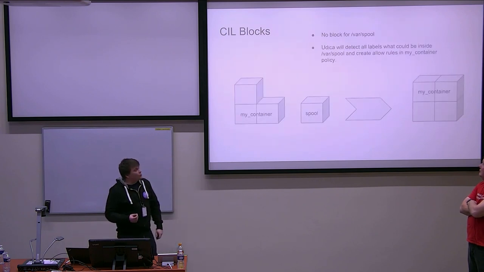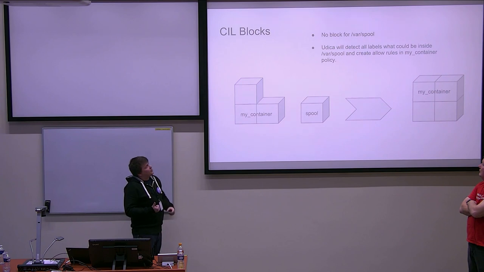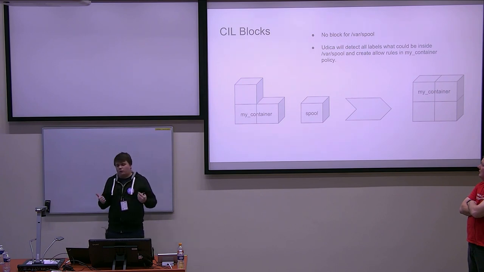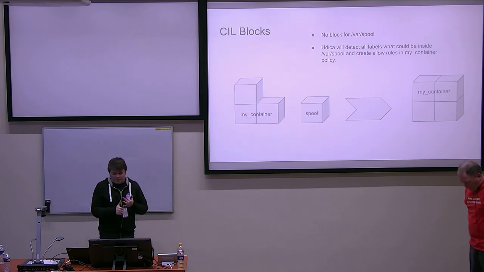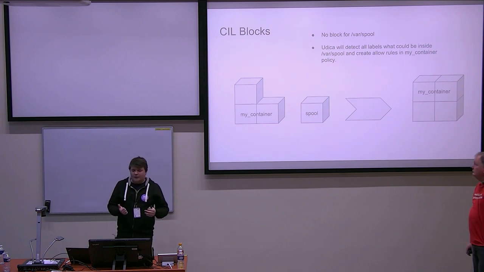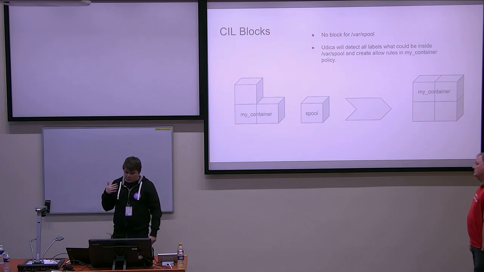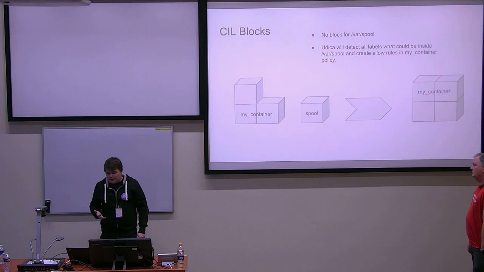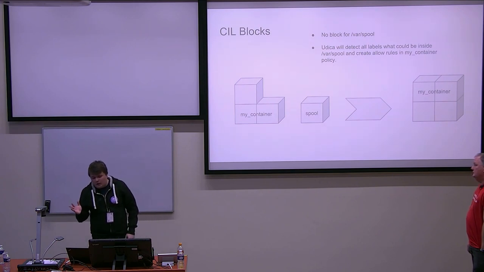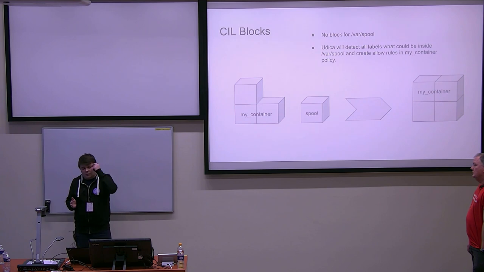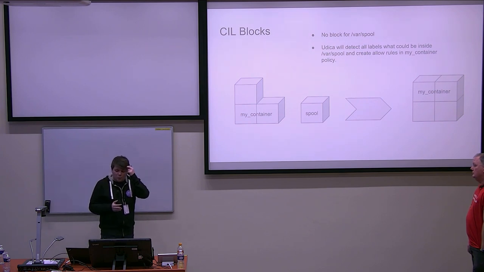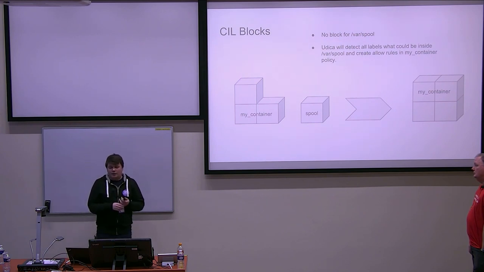But there is also one more block, which is the spool block. We don't have any default block for /var/spool. And that's the reason why I used this path: if there is a situation when udica detects that there is no default block, udica will check the SELinux database for what labels can be inside the path. In this case, it's /var/spool, and create all the allow rules for it, and add them to the my_container block.